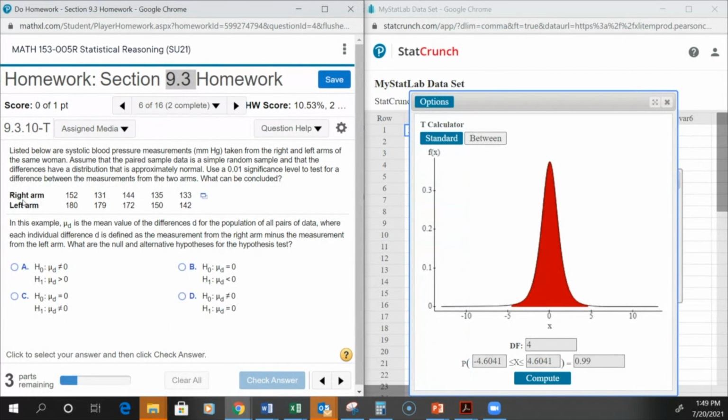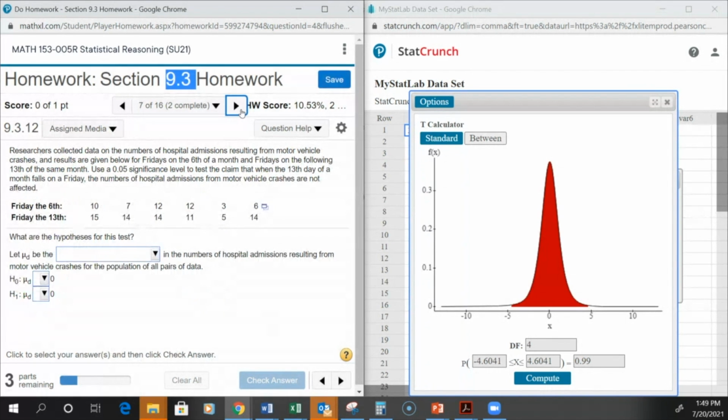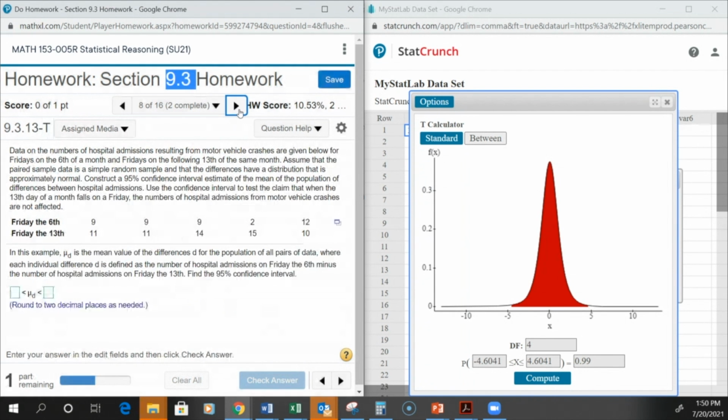This is blood pressure measurements on the right arm and the left arm. Wait, shouldn't they be the same? Yeah, I don't know. Talk to a nurse. They know that better than I do. Hospital admissions from motor vehicle accidents. Because you know Friday the 13th is unlucky. There will be more accidents. And so, well, let's see if there are. And they used the Friday just before because it should be kind of similar, right? But it's not unlucky. That's kind of an interesting one.